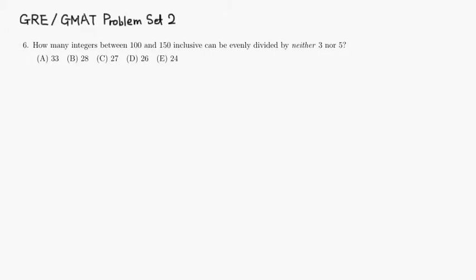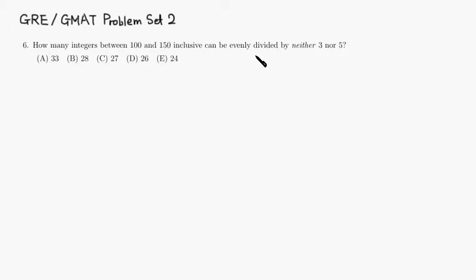Okay, let's look at the GRE GMAT problem set 2, problem number 6. We want to find the number of integers between 100 and 150 inclusive, which means that 100 and 150 are included, that are divisible by neither 3 nor 5. It's kind of difficult to look directly at these, so maybe let's look at the opposite.